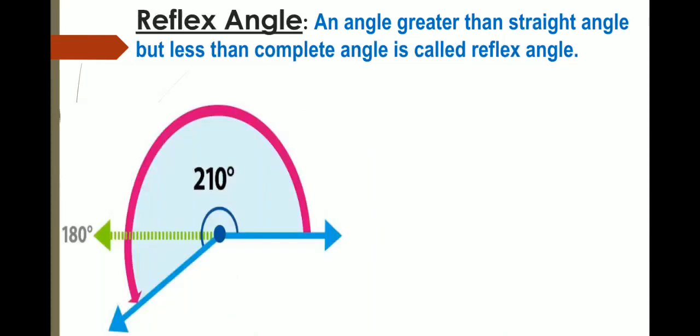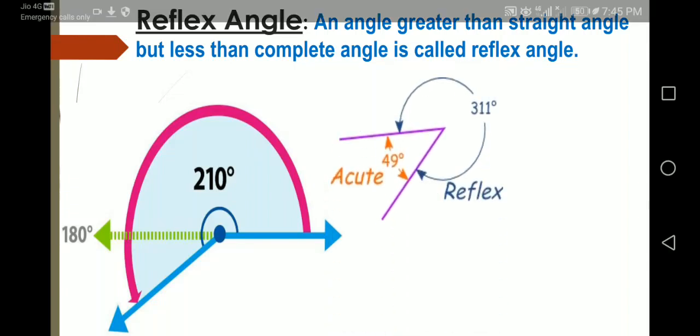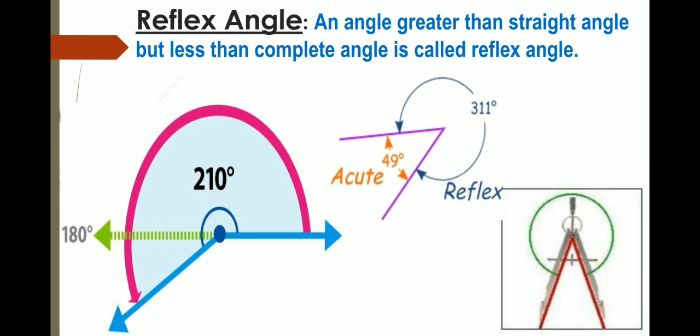Reflex angle. An angle greater than a straight angle but less than a complete angle is called a reflex angle. 210 degrees and 311 degrees are reflex angles. One example of a reflex angle is the exterior angle formed by the two legs of a divider.